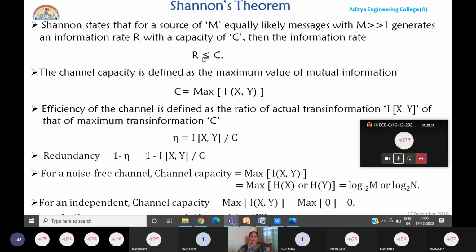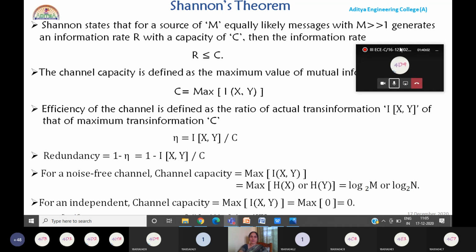And C is equal to maximum of I of xy. So channel capacity is the maximum of mutual information. Please remember this equation. Channel capacity is always the maximum of mutual information. We calculated the mutual information for two channels: one is the noise-free channel and the other is the independent channel.